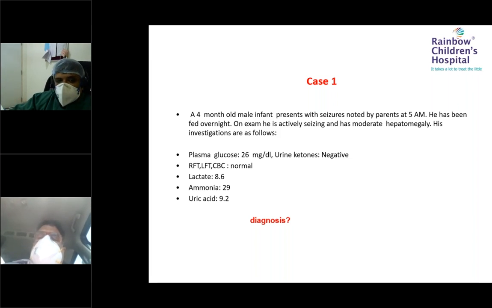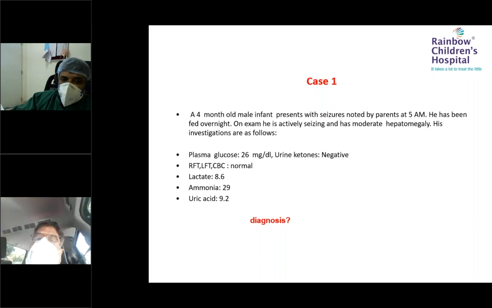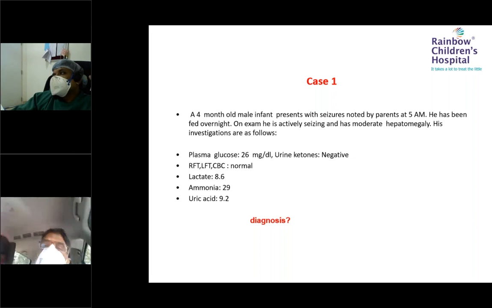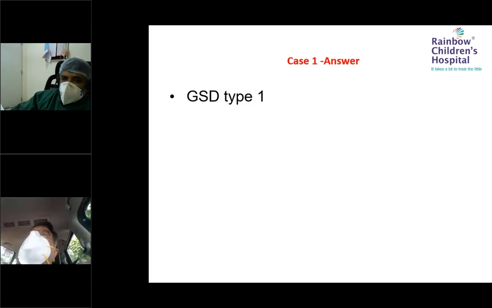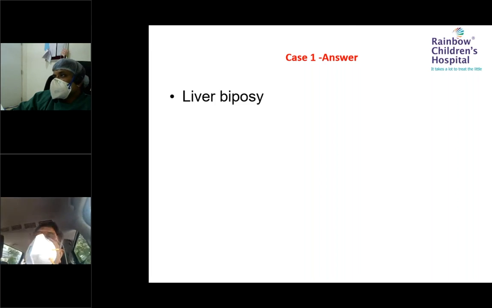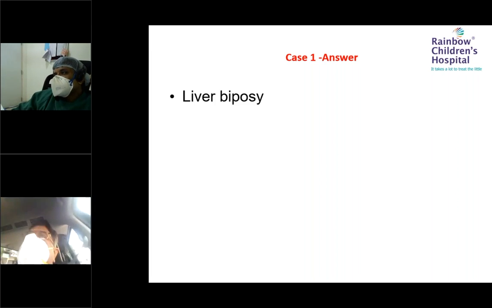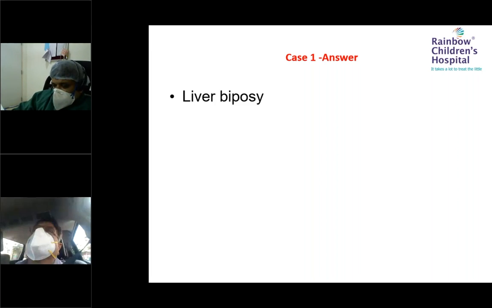This child's ammonia is normal and uric acid is very high. So the probable diagnosis is, yes, early morning hypoglycemia, hepatomegaly, right? Elevated lactate, elevated uric acid levels. There are no ketones in the urine. Probably this may fit into a GSD type 1. So how to proceed further? It is basically going with the liver biopsy, and now with the advent of molecular gene testing being widely available, we can just go for the molecular gene testing also.